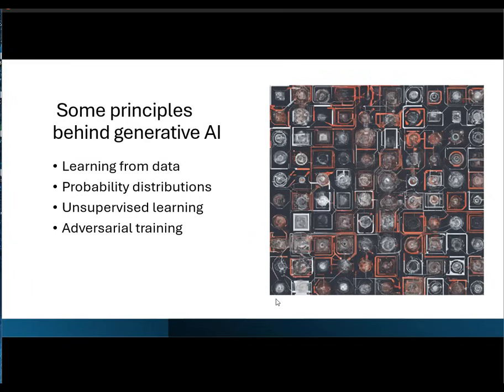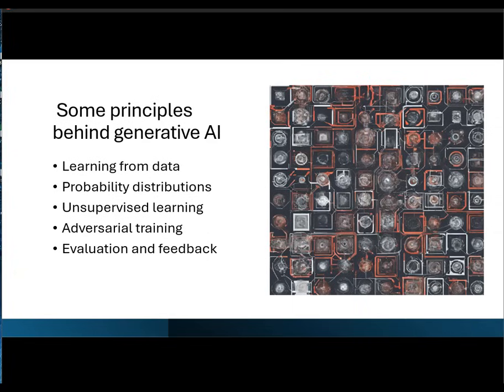Then we have adversarial training. Some generative AI models, such as generative adversarial networks, are popular. In this approach, two neural networks, that is the generator and discriminator, are trained simultaneously. The generator aims to generate realistic samples, while the discriminator tries to distinguish between real and generated samples. The competition between the two networks improves the quality of the generated data over time.